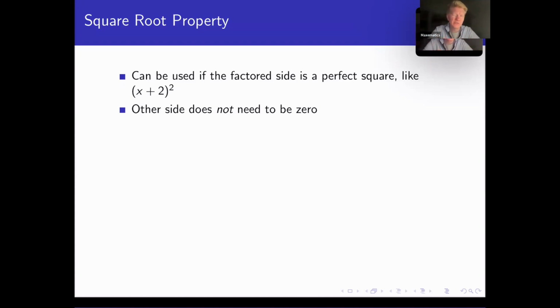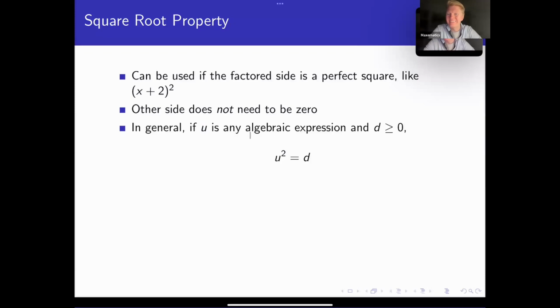We're going to need equals 0 for the quadratic formula, but for the square root property, we do not require that. So in general, if u is some algebraic expression and d is some number greater than or equal to 0, so some expression squared equals some non-negative constant, what we can do is take the square root of both sides. Just like in linear equations, when you add 5 to both sides or divide both sides by -2, you are allowed to take the square root of both sides.